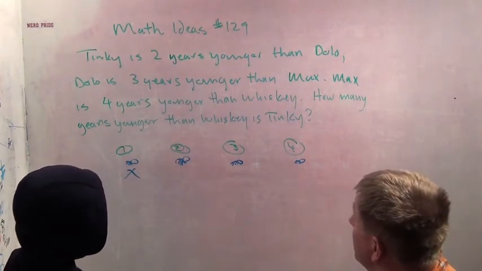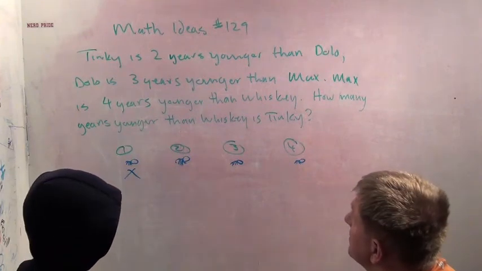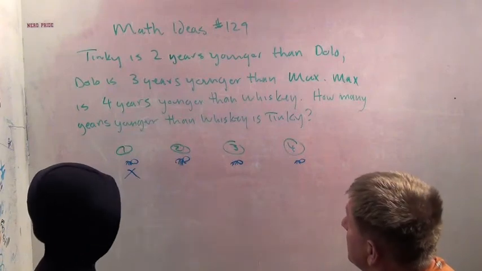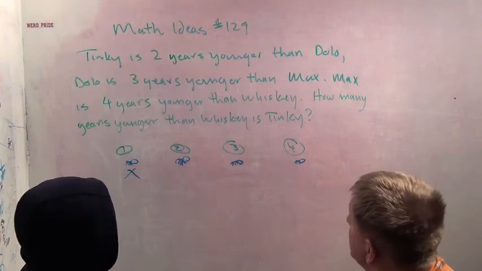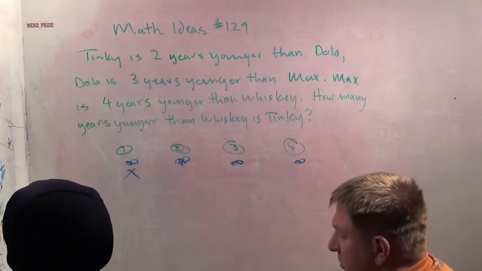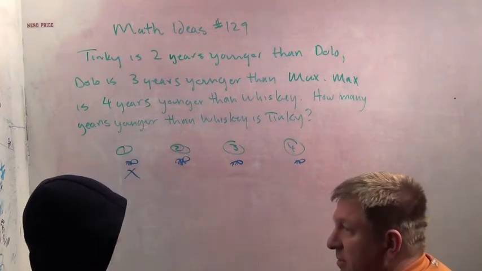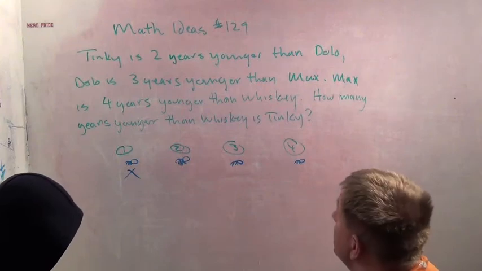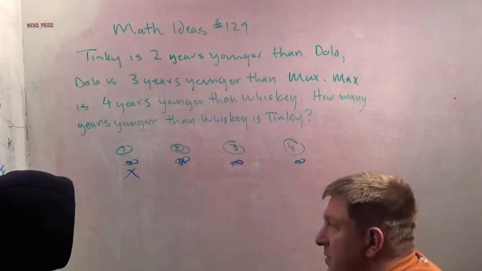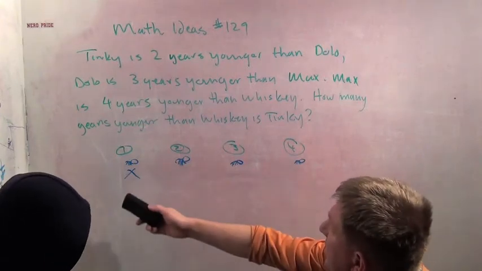If Tinky is X, what is Dolo? X minus 3? What does it say? It says Tinky is 2 years younger than Dolo, so X minus 2? If Tinky was 1, how old would Dolo be? If Tinky is 2 years younger than Dolo, and Tinky's 1, how old is Dolo? It's 3. Okay? So if Tinky is X, what is Dolo?